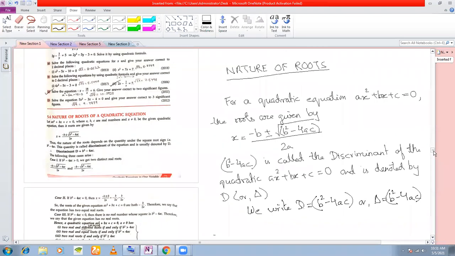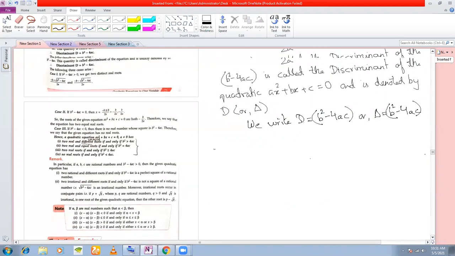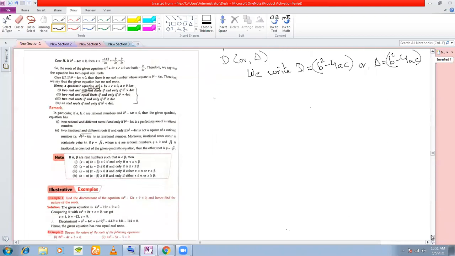So now we'll discuss some of the rules of the quadratic equation, how to determine the nature of the roots. So you have rule number 1: if D is greater than or equal to 0, then the roots are real. We can definitely say that the roots are real if D is greater than or equal to 0.